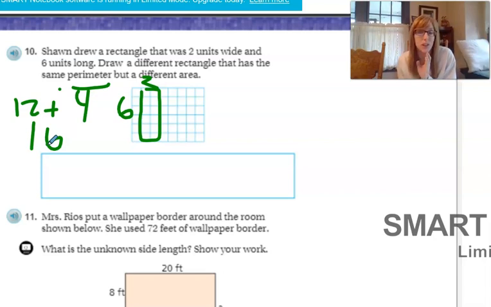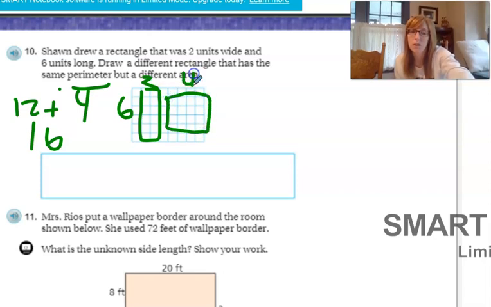So think to yourself, the sides. How can you divide 16 into different sides? So I was thinking maybe one that was 4 plus 4 plus 4 plus 4. What do you think? What's 4 plus 4 plus 4 plus 4?